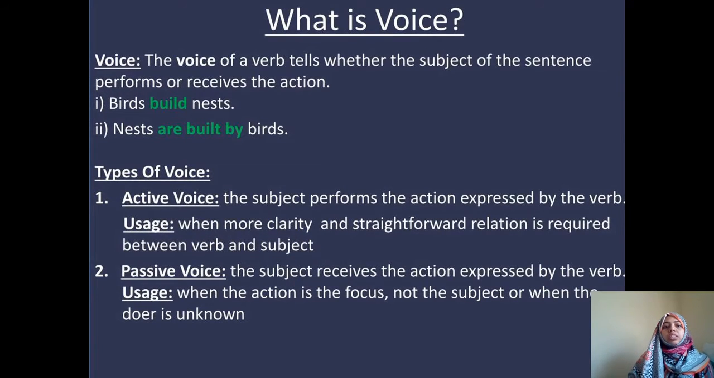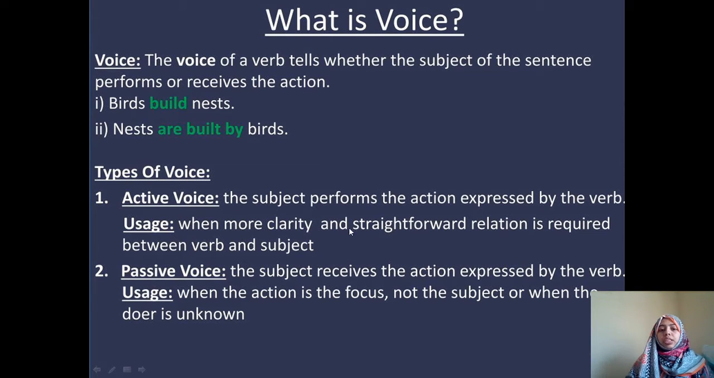What is voice? The voice of a verb tells whether the subject of the sentence performs or receives the action. For example, birds build nests. Nests are built by birds. How many types of voice? Active voice and passive voice. Now go through the active voice. What is active voice? The subject performs the action expressed by the verb. Usage: when more clarity and a straightforward relation is required between verb and subject.